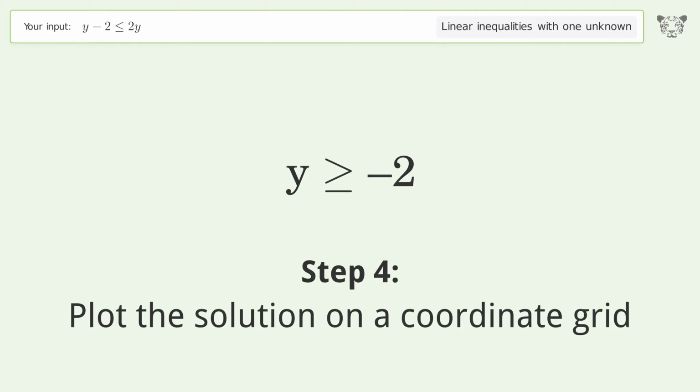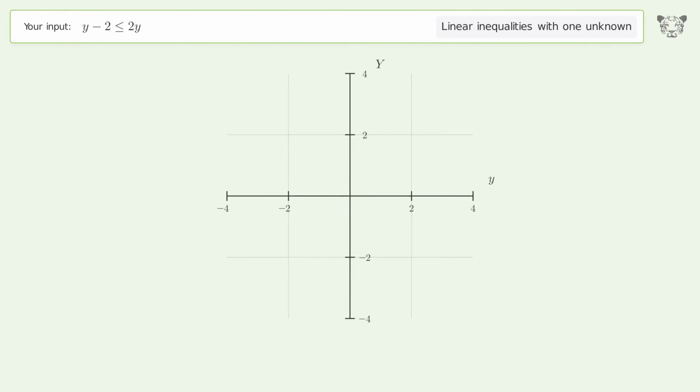Plot the solution on a coordinate grid. And so the final result is y equal or greater than -2.